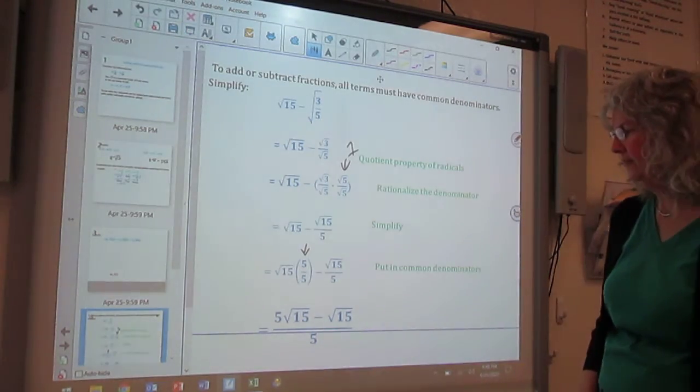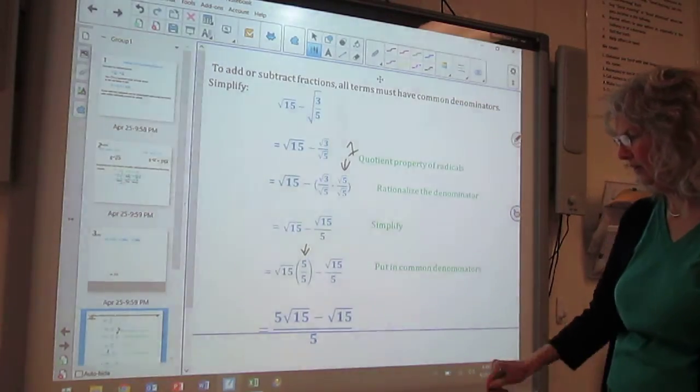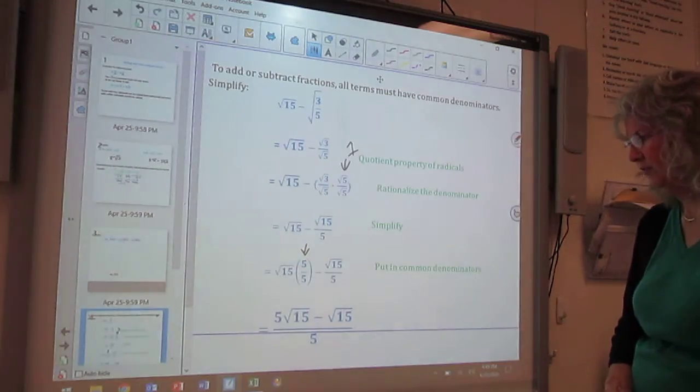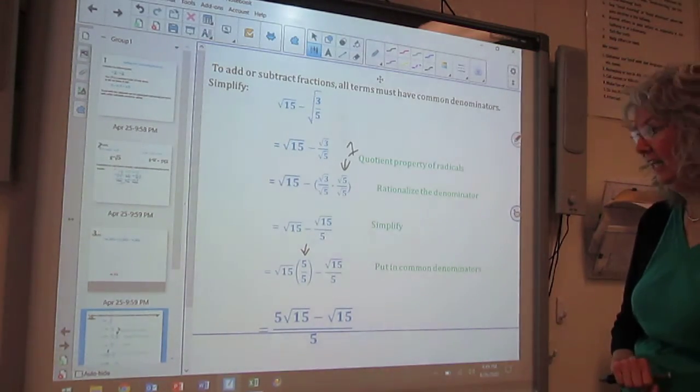And we're going to get 5 times the square root of 15 over 5 minus the square root of 15 over 5, which, putting it over one denominator, will be 5 times the square root of 15 minus the square root of 15 over 5. Can that be simplified any further? Yes, it can.